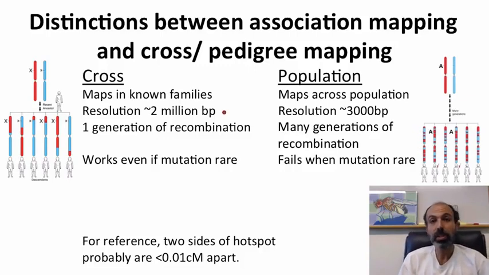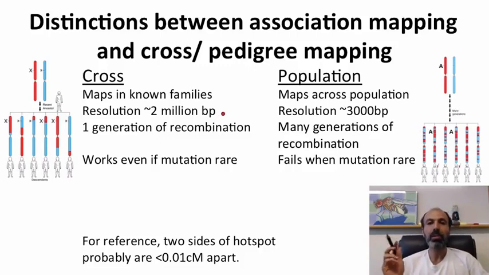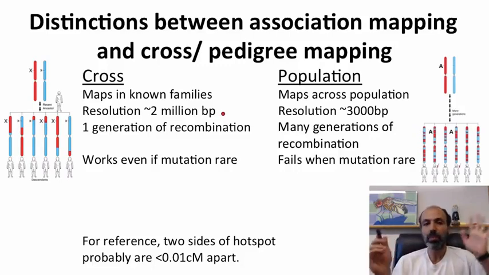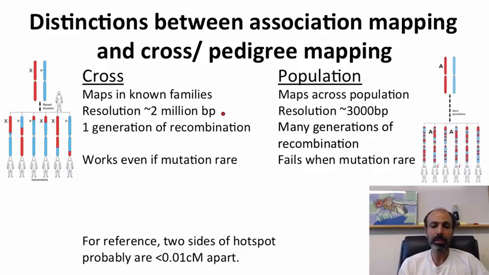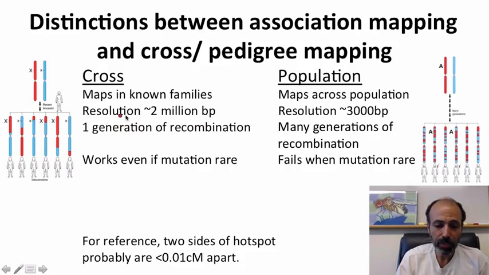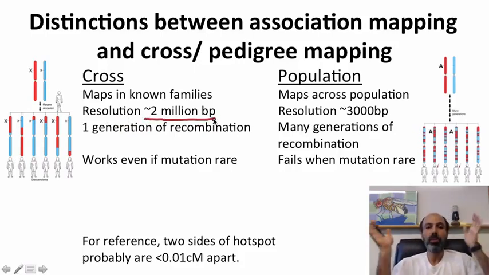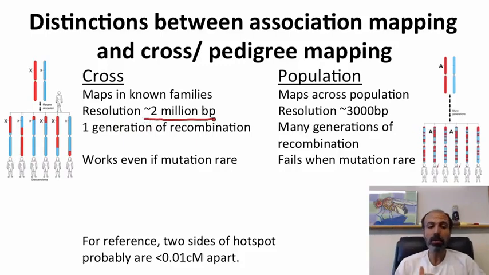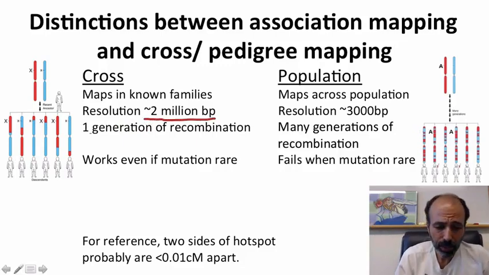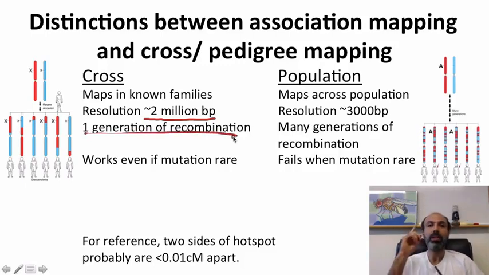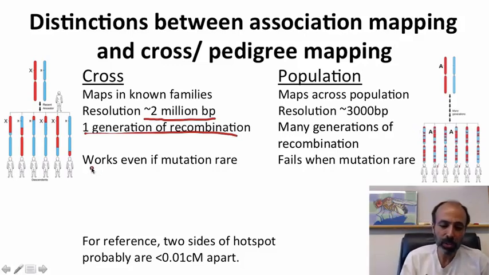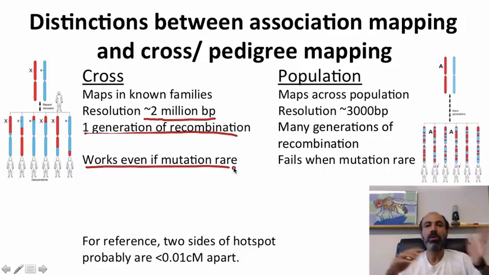Your resolution, just to give you some idea how precisely you can localize these genes causing the disease. This is just a ballpark. This is not a dogma. You're looking at a resolution of about 2 million base pairs. You've narrowed it down from the whole genome to about 2 million base pairs. It's better than nothing. In this, for crosses, you have one generation of recombination. You're looking at just one bout of crossing over. And importantly, this actually works fairly well even if the mutation is rare in the overall population. So that is actually a plus for you.